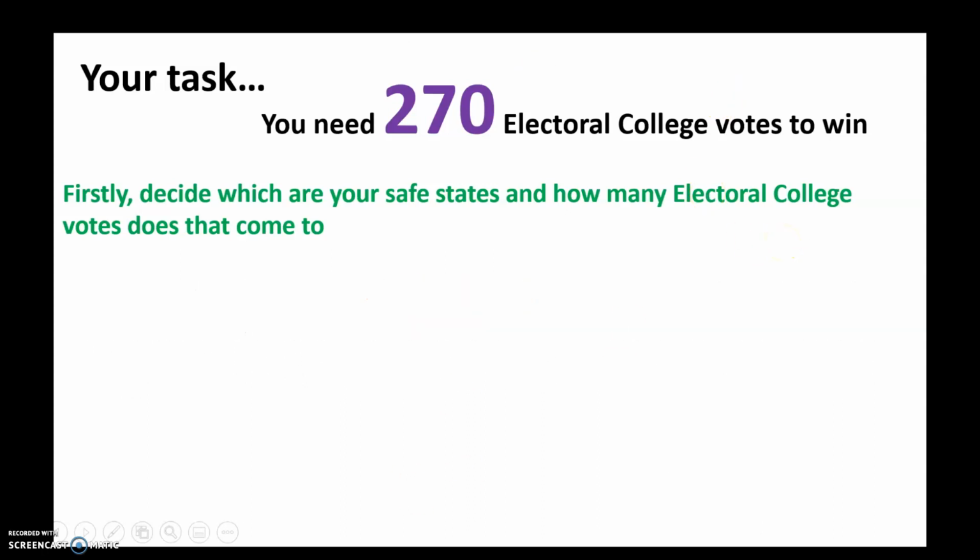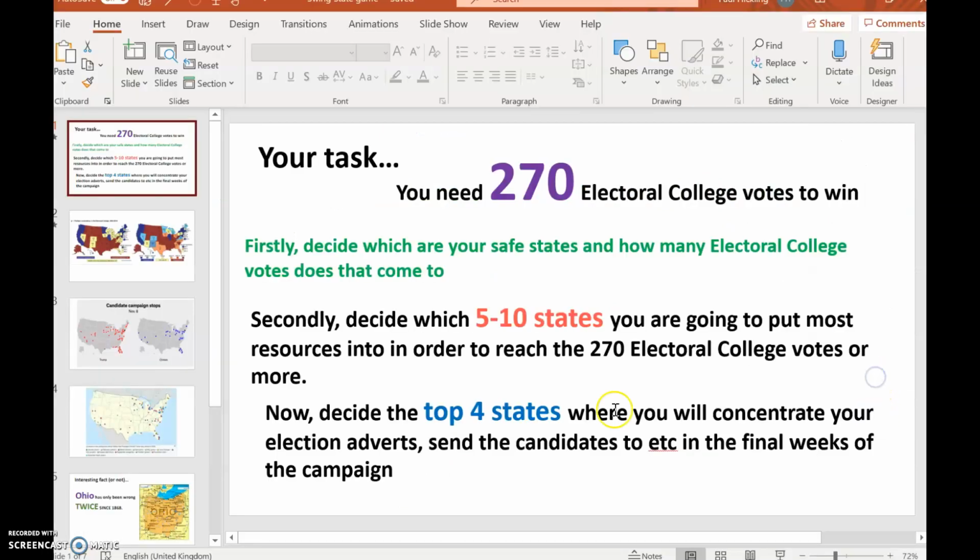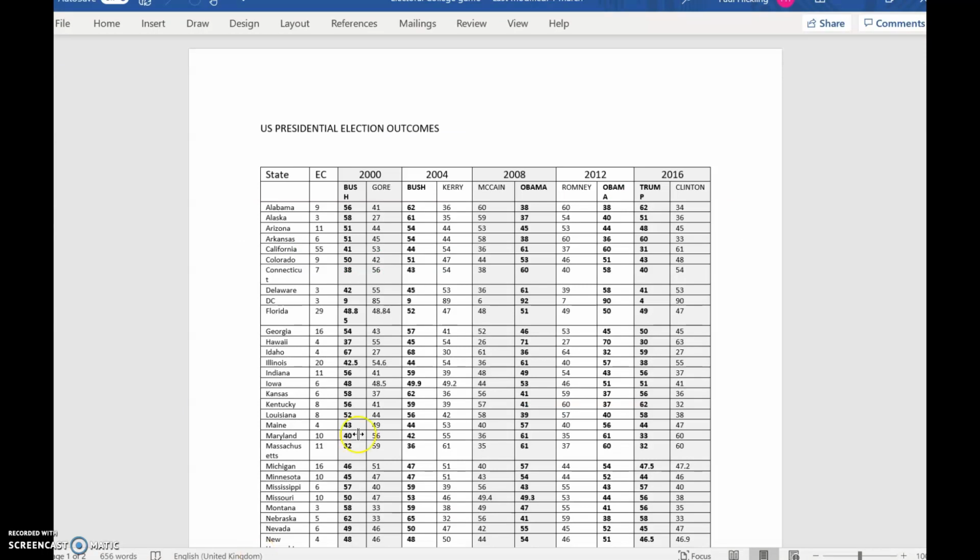So if we go back to our previous example, let's just end this show. With this Word document, you can see that in Alabama, I think there's very little chance of the Democrats winning, isn't there? Trump got 62% of the vote, Mitt Romney, Republican, 60. So I think that's probably 9 votes for the Republicans. Alaska, again, is a pretty safe Republican state, so that's another 3. So now they've got 11 electoral college votes.